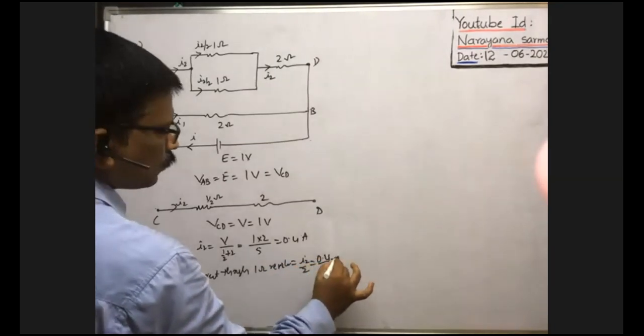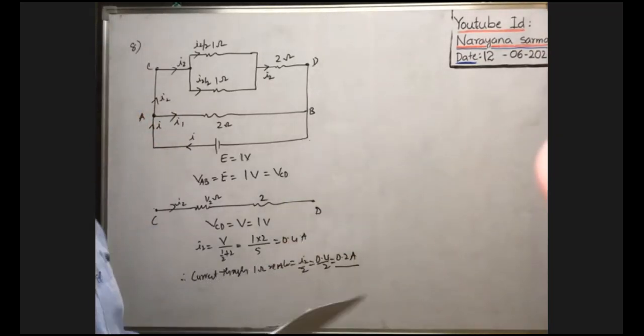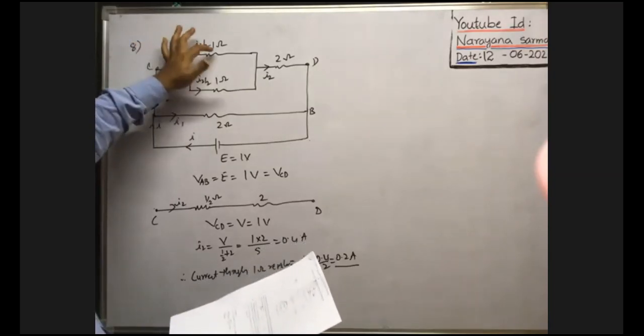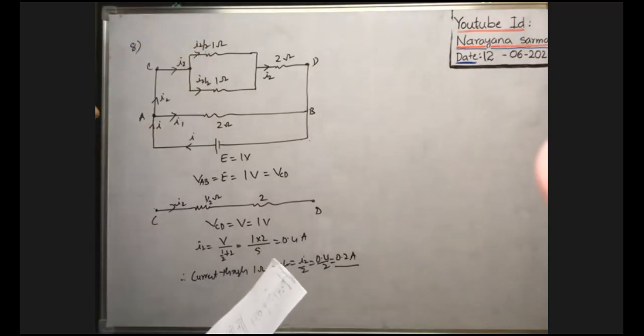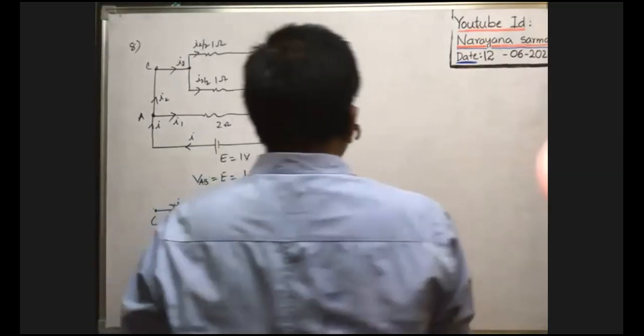So 0.2 ampere. This is the answer. So 0.2 ampere is the current through this 1 ohm resistance, this one or this one. Suppose these two are different resistances, how can we find it? If these two are different resistances, in such a case, how can we calculate?